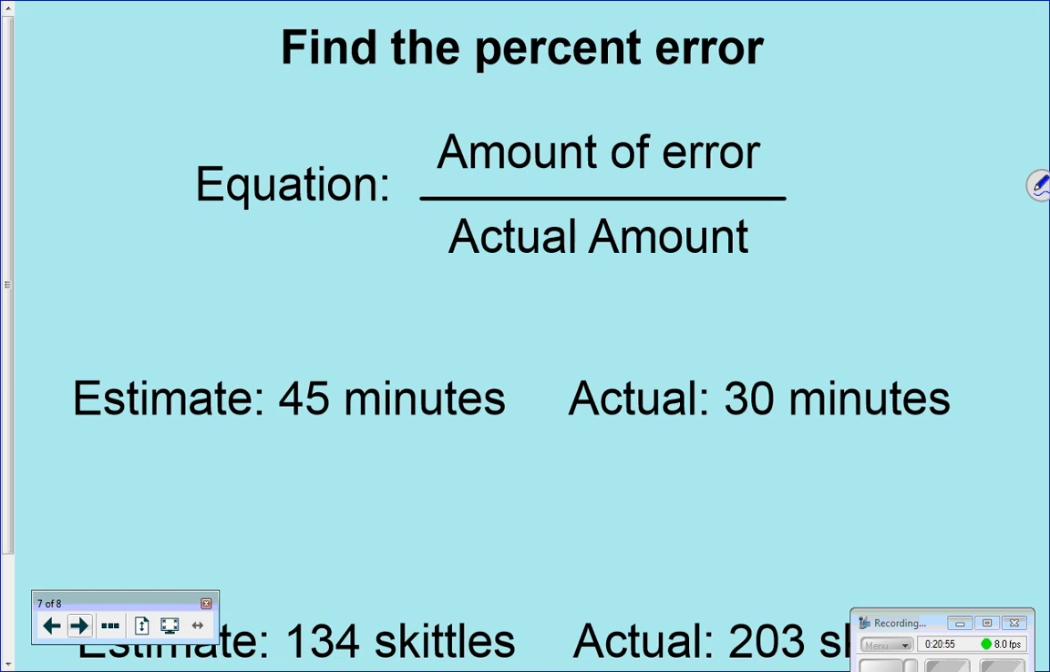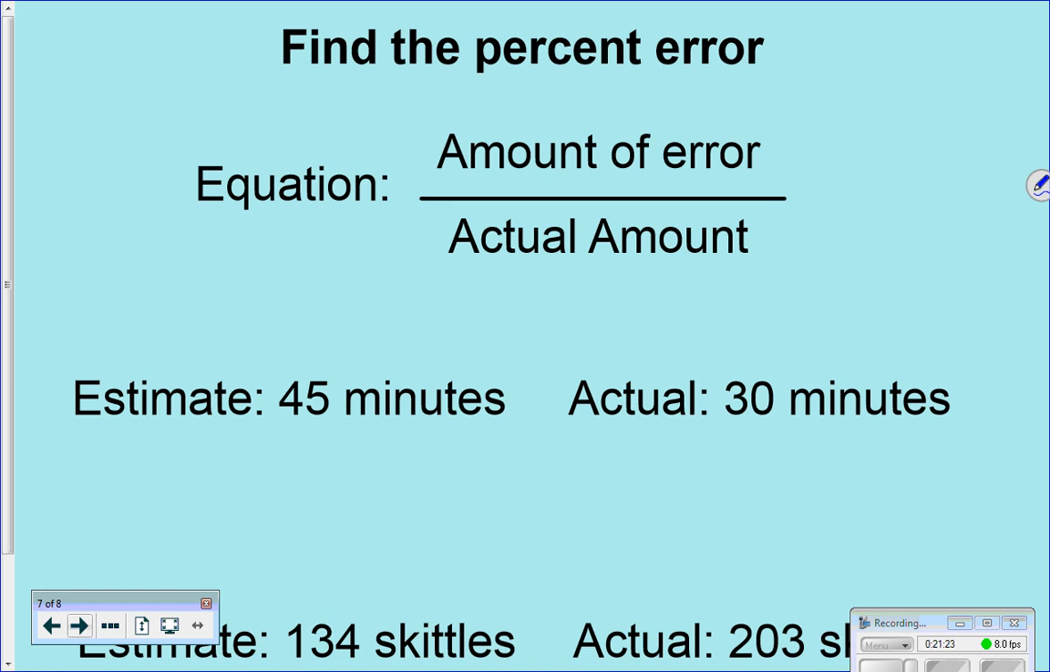Okay. So it's the same thing, the amount of error. You're going to subtract again over that actual amount, not the original amount. This time it's the actual amount. That's really important to remember. Over the actual, not the original amount you said, the actual amount that it took you to get there. So that's a little difference between percent error and percent increase or decrease. Okay.